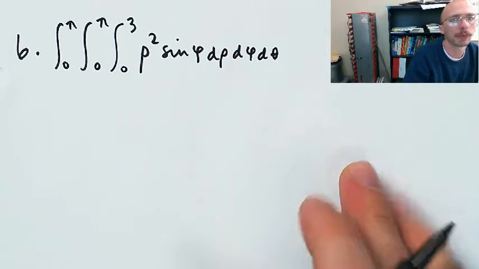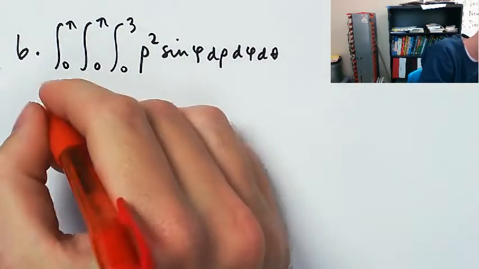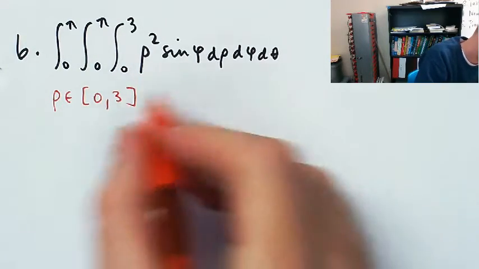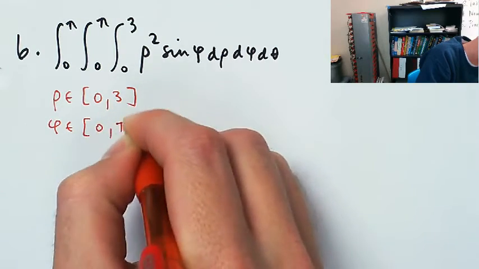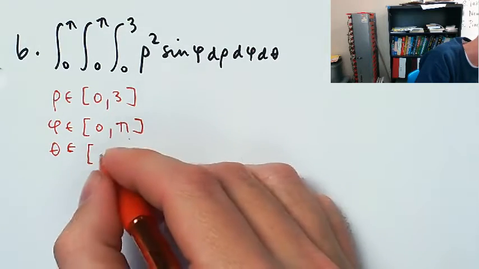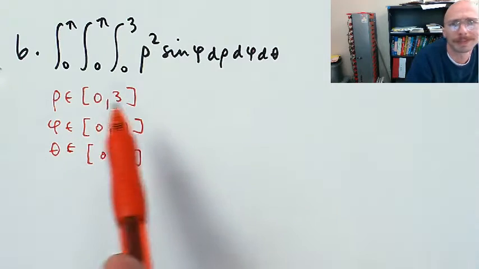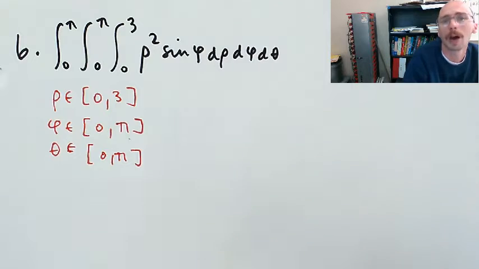So with this one, to translate this into English, rho is running from 0 to 3. Phi is running from 0 to pi. And theta is running from also 0 to pi. Okay. So I know it's a part of a sphere, right? Because we're running rho from 0 to 3. And what we're doing is figuring out how much of a sphere this is, and then dividing 36 pi by the appropriate amount.